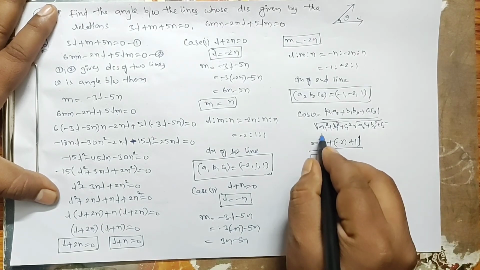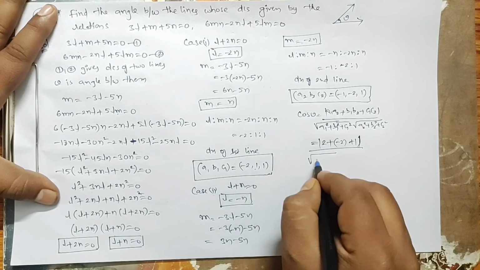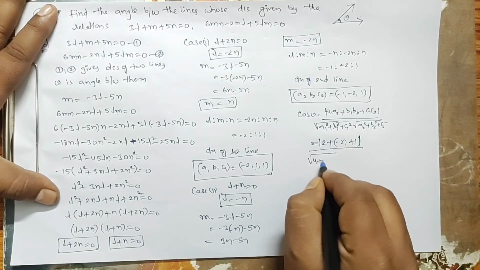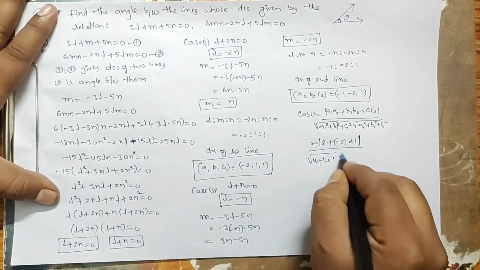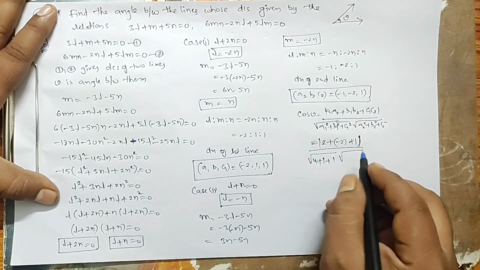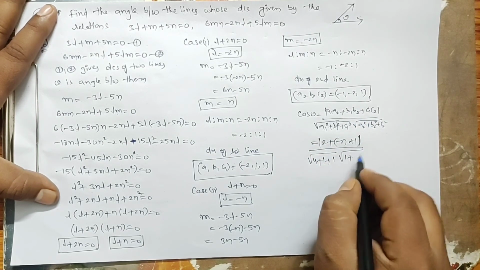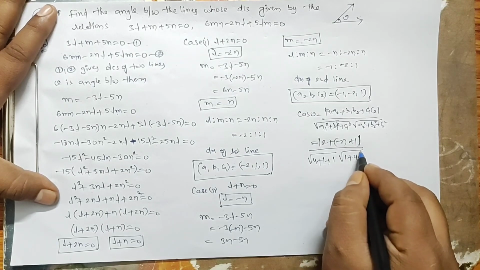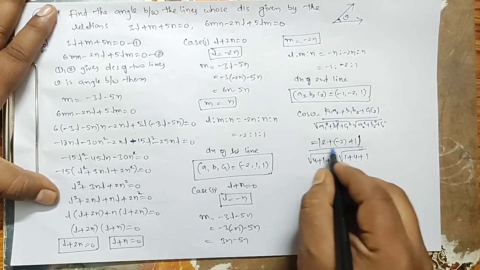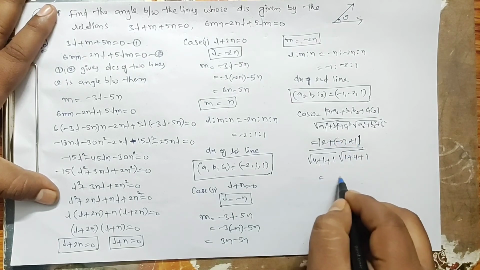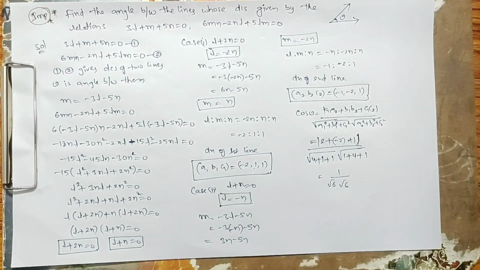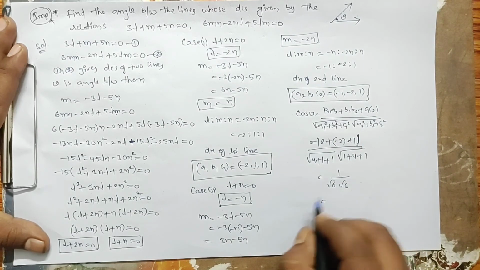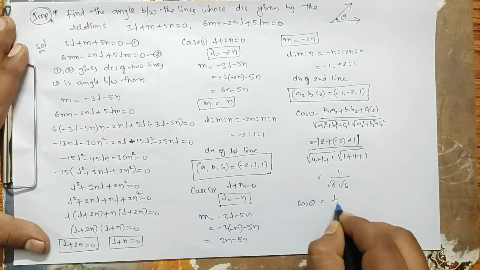By root of A1 square: here -2 square is 4, B1 square is 1, C1 square is 1. Root of A2 square: -1 whole square is 1, B2 square: -2 square is 4, plus C2 square is also 1. So this cancels and we get 1 directly, by root 6 into root 6. Root 6 into root 6 becomes 6. So cos theta is equal to 1 by 6.